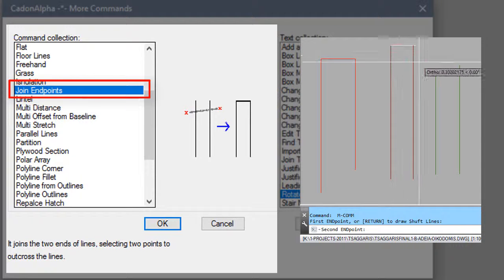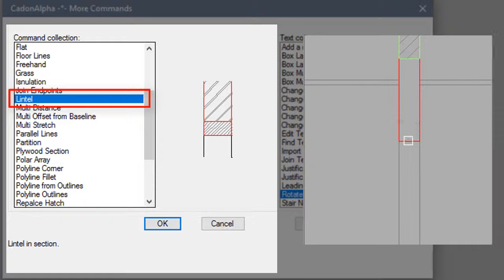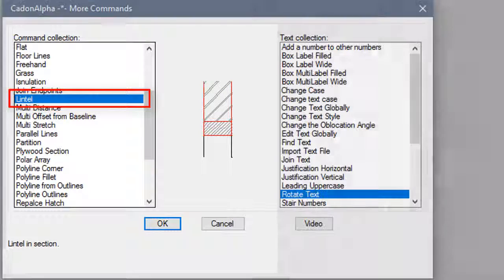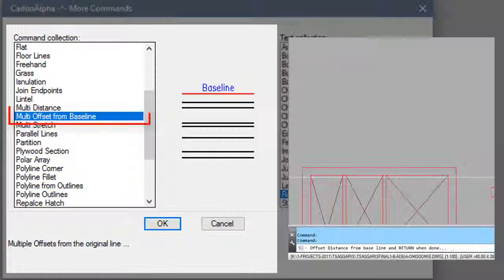It joins the two ends of lines, selecting 2 points to cross the lines. Lintel in section. Calculates the total length of selected points, and calculates the height difference if requested. Multiple offsets from the original line.